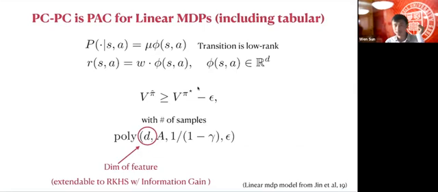As I mentioned, we can actually analyze this whole thing in reproducing kernel Hilbert space. In this case, my feature vector phi will be infinite dimensional. But here we can extend this result to reproducing kernel Hilbert space by replacing the ambient space dimension D by the information gain of the kernel.